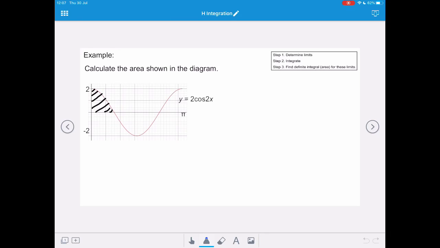So we know that a cos x curve has a period of 2 pi, and a 2 cos 2x curve has a period of pi. So if we split our curve up into quarters, we know that the limits of the shaded area are 0 and pi over 4.